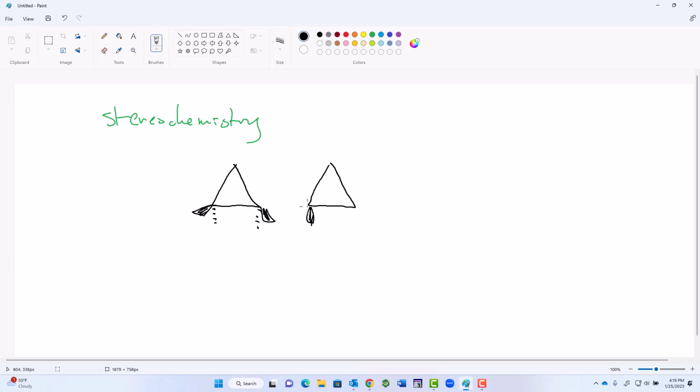I have one pointing up, one pointing up, one pointing down. So let's say in this case I have a methyl pointing up and a methyl pointing up. And in this case I have a methyl pointing up and a methyl pointing down. And this would be filled in with hydrogens, of course. They could be filled in with other things, but in this case we'll fill them in with hydrogens.